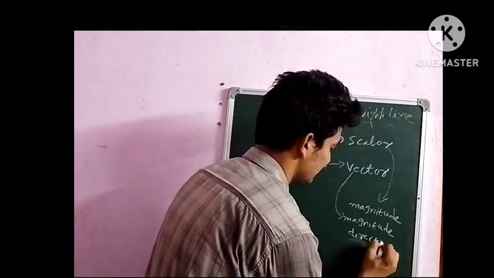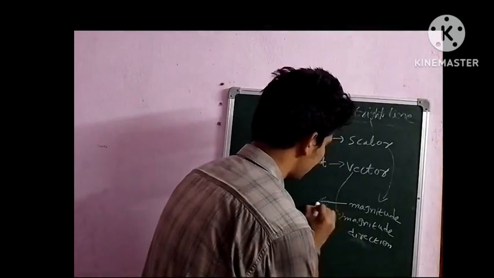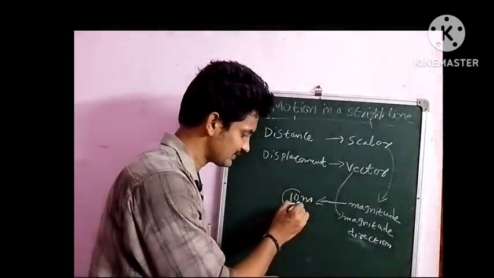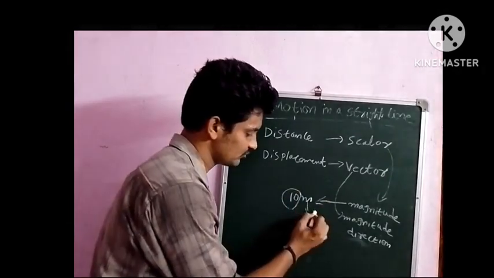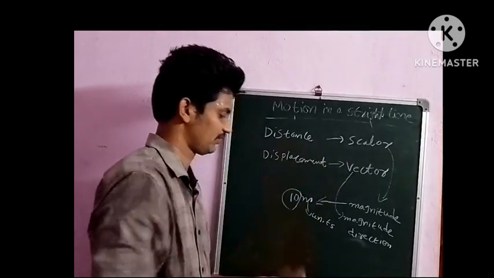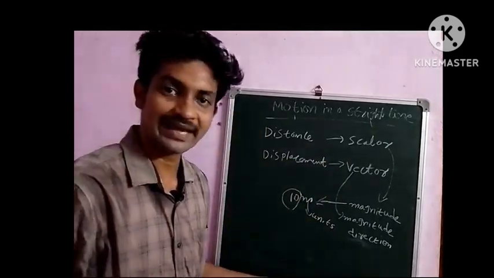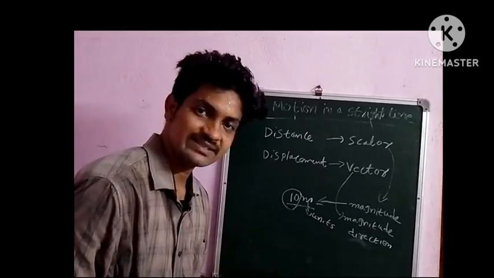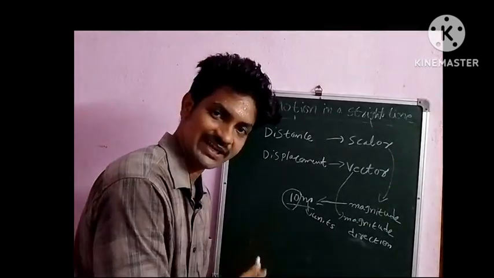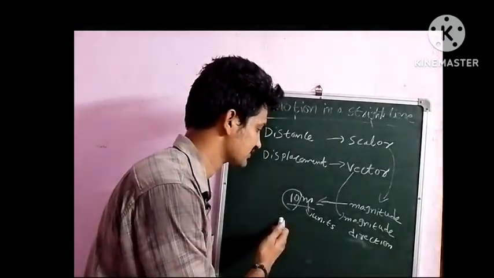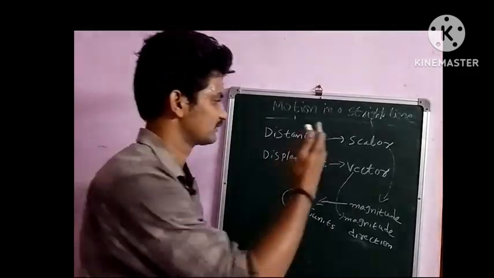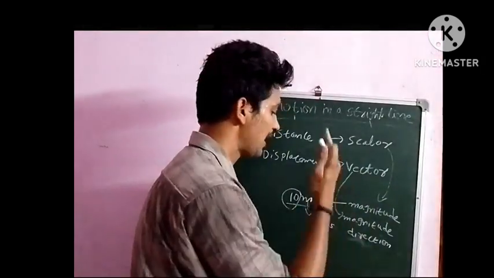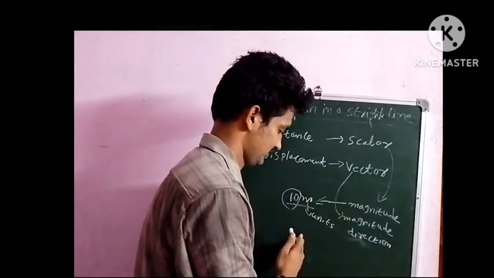What is the meaning of magnitude, guys? 10 meters. How much is the magnitude? 10 is the magnitude, and meter is the unit, which we already learned. Magnitude is nothing but the mathematical value or physical value. That is called magnitude. Distance is scalar. Scalar only wants magnitude. Vector wants magnitude as well as direction.